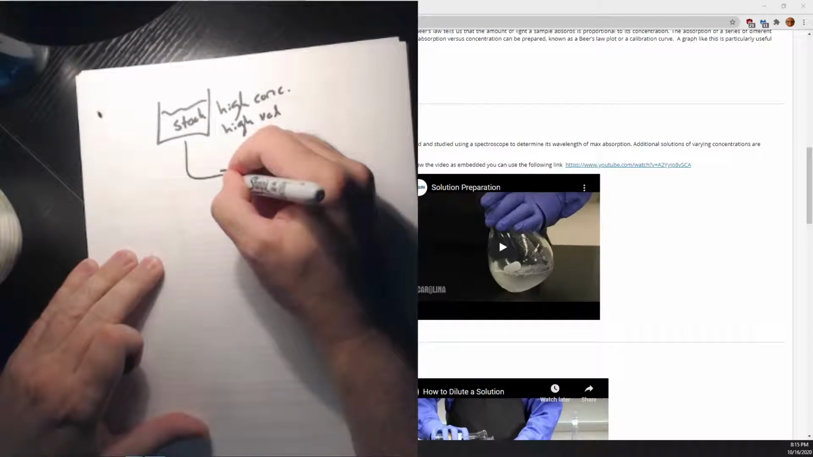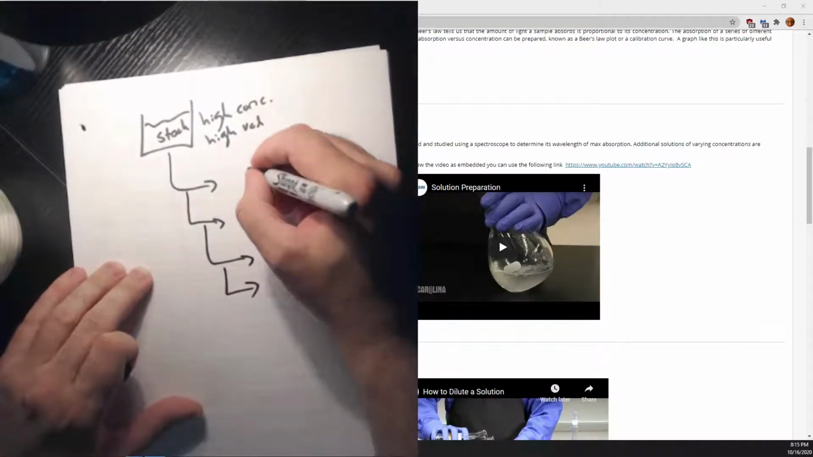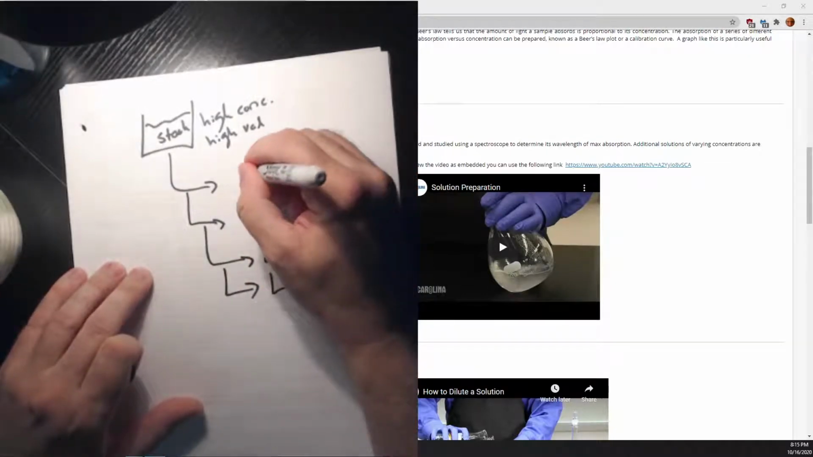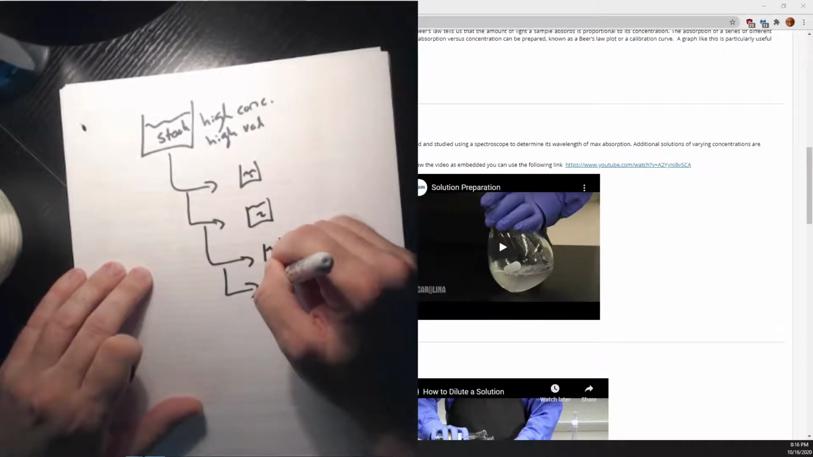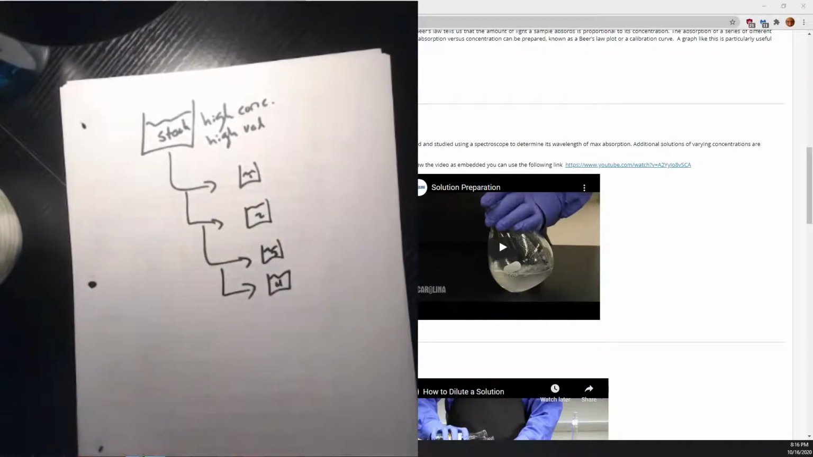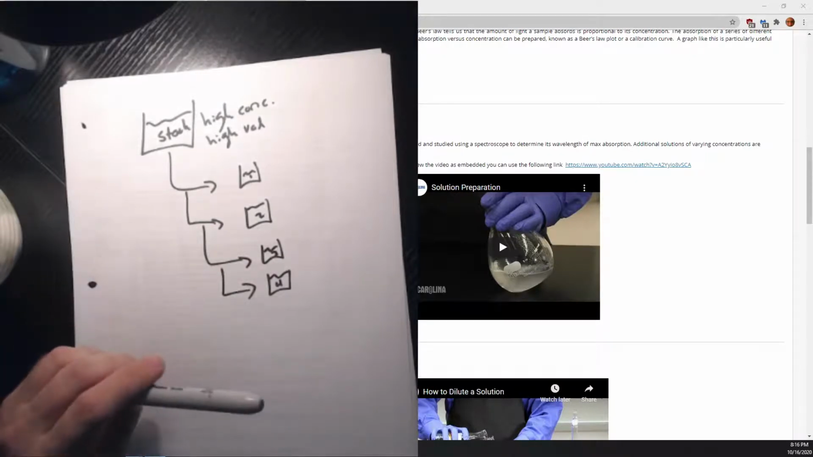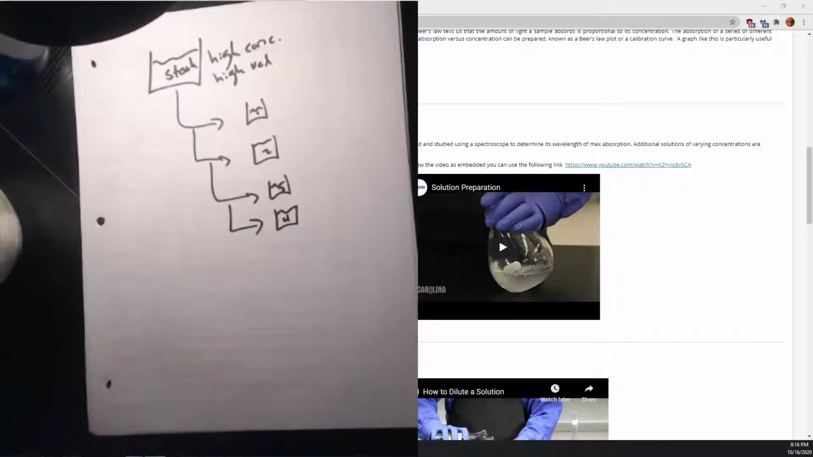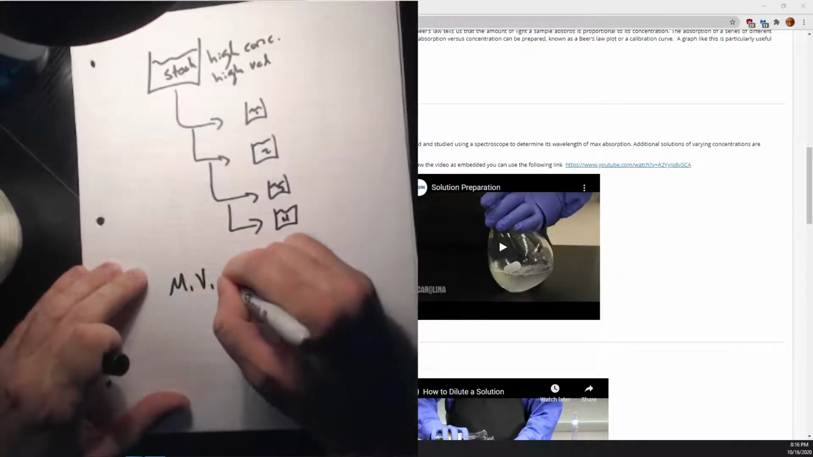You'll make a number of things with lower concentrations and also lower volumes, because you're just using them to measure epsilon. You don't need a whole lot of them. And to do that, what you use is this guy here.